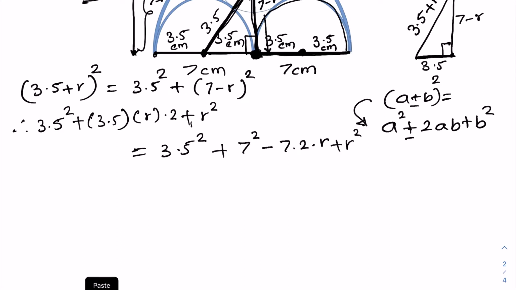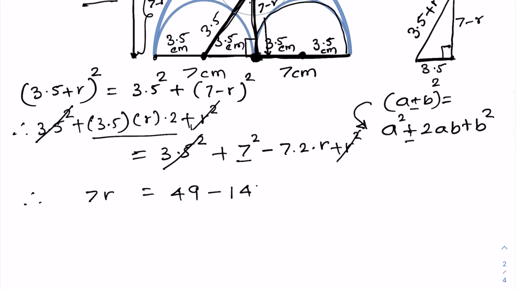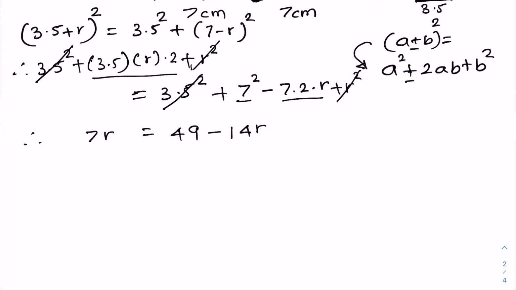Let's take the like terms out, which is 3.5 square and 3.5 square on both the sides that we have, so that gets out of the way. We see one r square here, we see one r square here, so that also goes out of the way. So what are we left with? We are left with 3.5 times 2, which is 7r, equal to 7 square, which is 49, minus 7 times 2, which is 14r. So we got this term, and the other terms have been cancelled. So we are left with this equation.